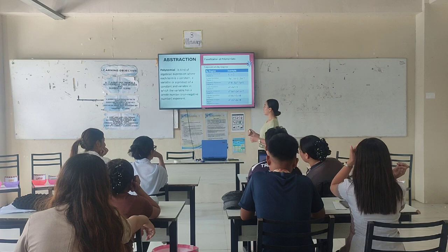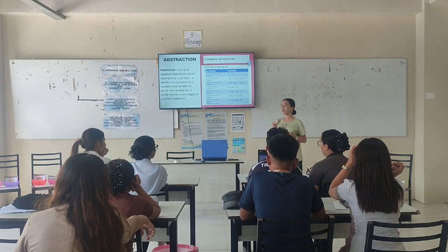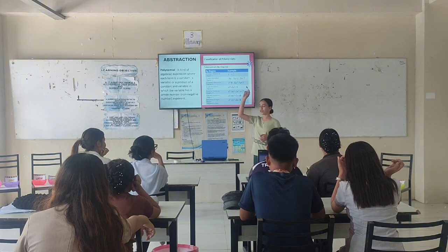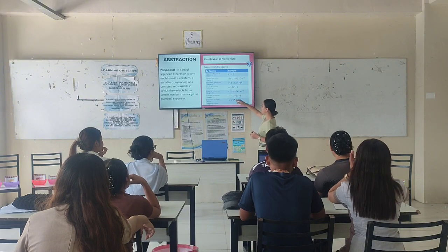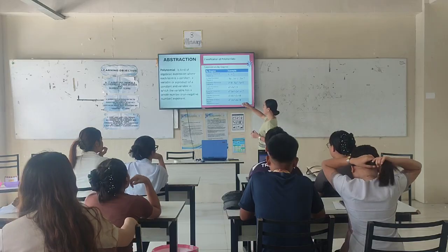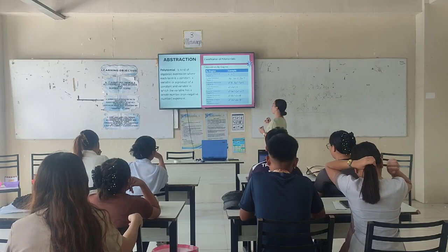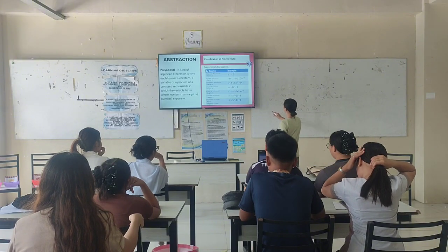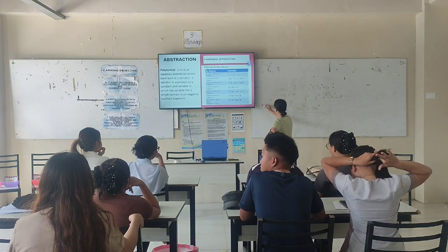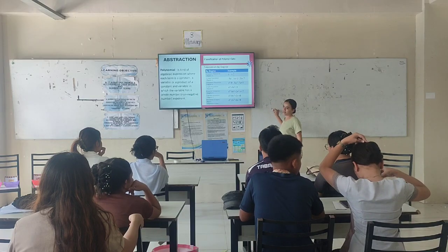And the last one is the polynomial of higher degree. The degree of this is 6 or more. For example, is x raised to the power of 6 minus 2x raised to the power of 3 plus 5x plus 9. Another example is y raised to the power of 6 plus 1.